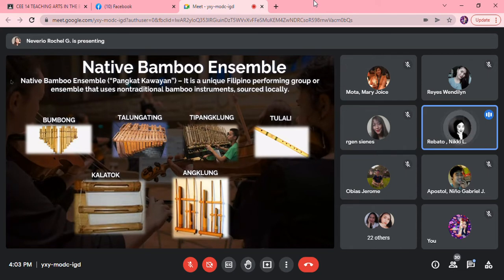Next po is kalatok. Kalatok is a percussion instrument with pieces of bamboo with varying tones strung together. The instrument name was derived from the first two syllables of the conductor's surname, Kala, and the tok sound that is produced when struck by a rubber mallet. So, kalatok, ito ay ginagamitan ng rubber mallet. Ito ay instrumentong percussion.